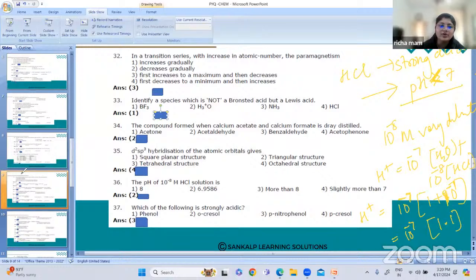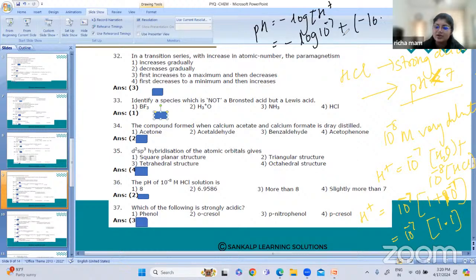So we know, what is pH? pH is equal to minus log of H plus ions, right? Now what is log of H plus ions? So minus log of 10 raised to minus 7 plus minus log of 1.1. If you calculate, log of 10 raised to minus 7 is 7, minus log of 1.1 is 0.04. So pH will be equal to 6.96. So it is option number 2.